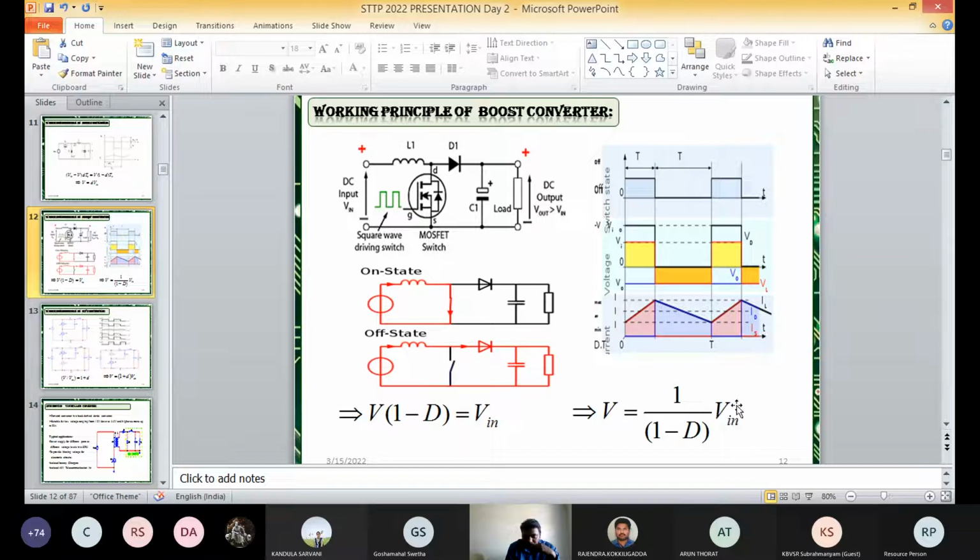That's why the output voltage is always more than the input voltage. That's why it is called a boost converter.